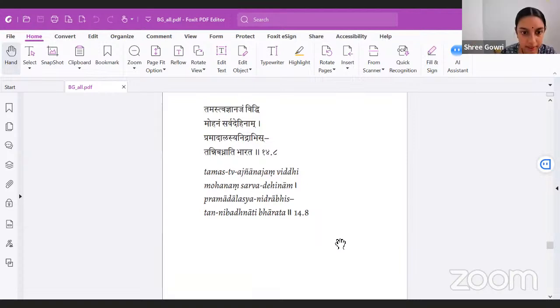तमस्त्वज्ञानजं विद्धि. Mohanam sarvadehinam. मोहनं सर्वदेहिनां. Pramadalasya nidrabihi. प्रमादालस्य निद्राभिः. Tannibadhnati bharata. तन्निबध्नाति भारत.